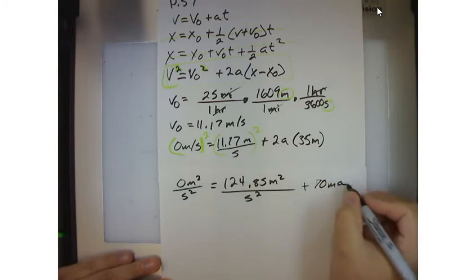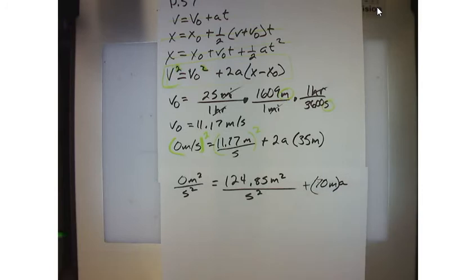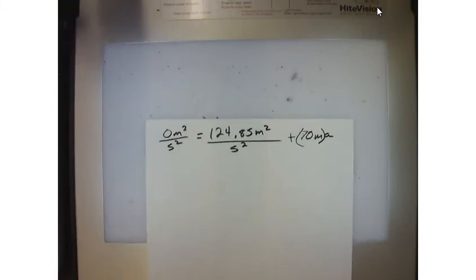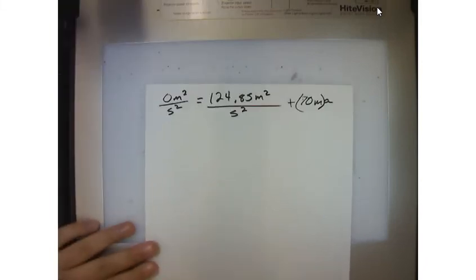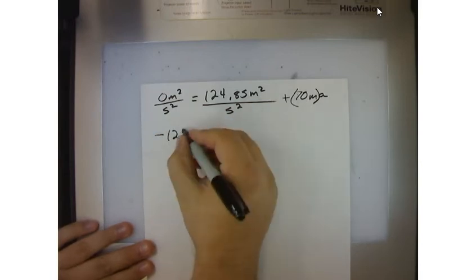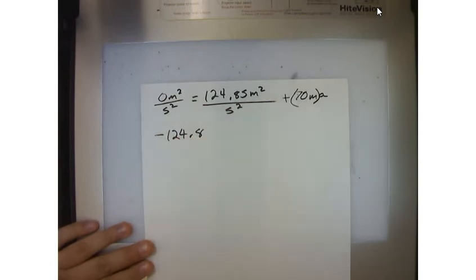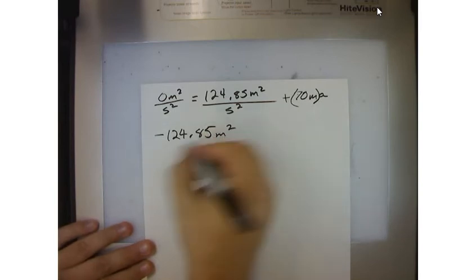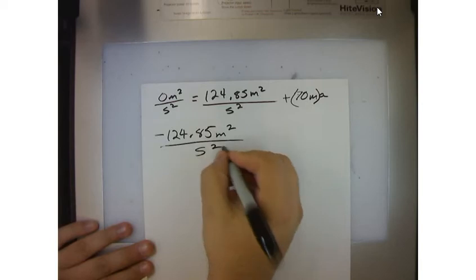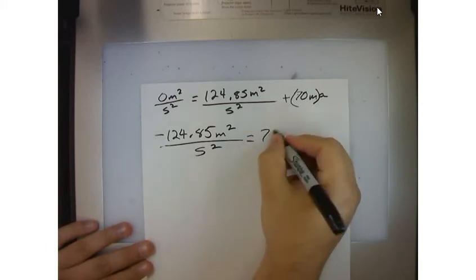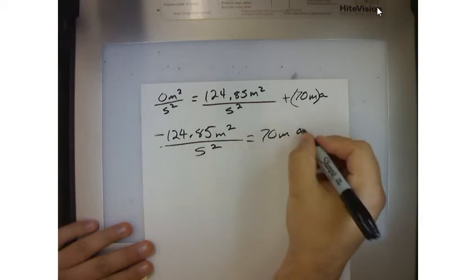times the acceleration. Okay, so now when I move this over to the other side, I get negative 124.85, and I forgot the minus sign too. Boy, I'm not doing so good. Per second squared, right, is equal to 70 meters times the acceleration.